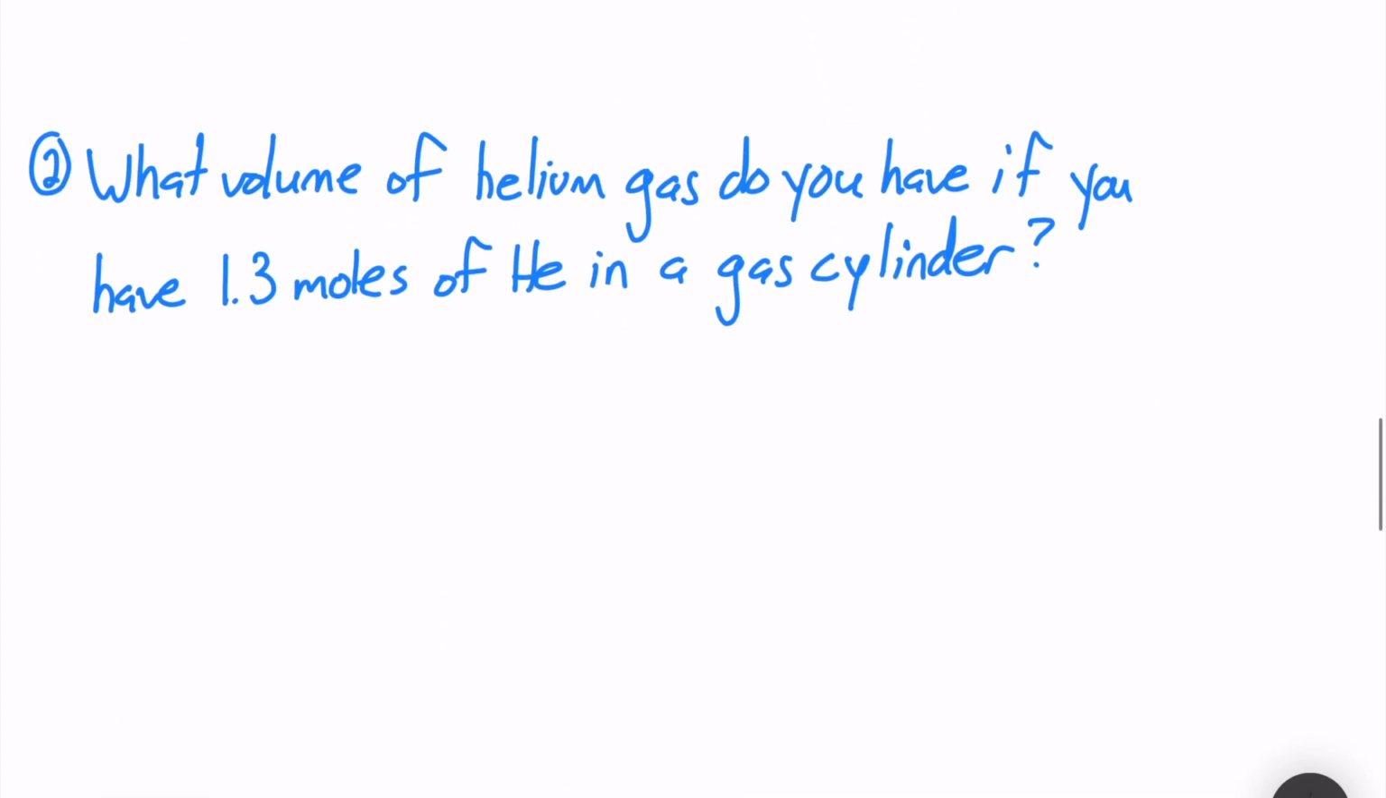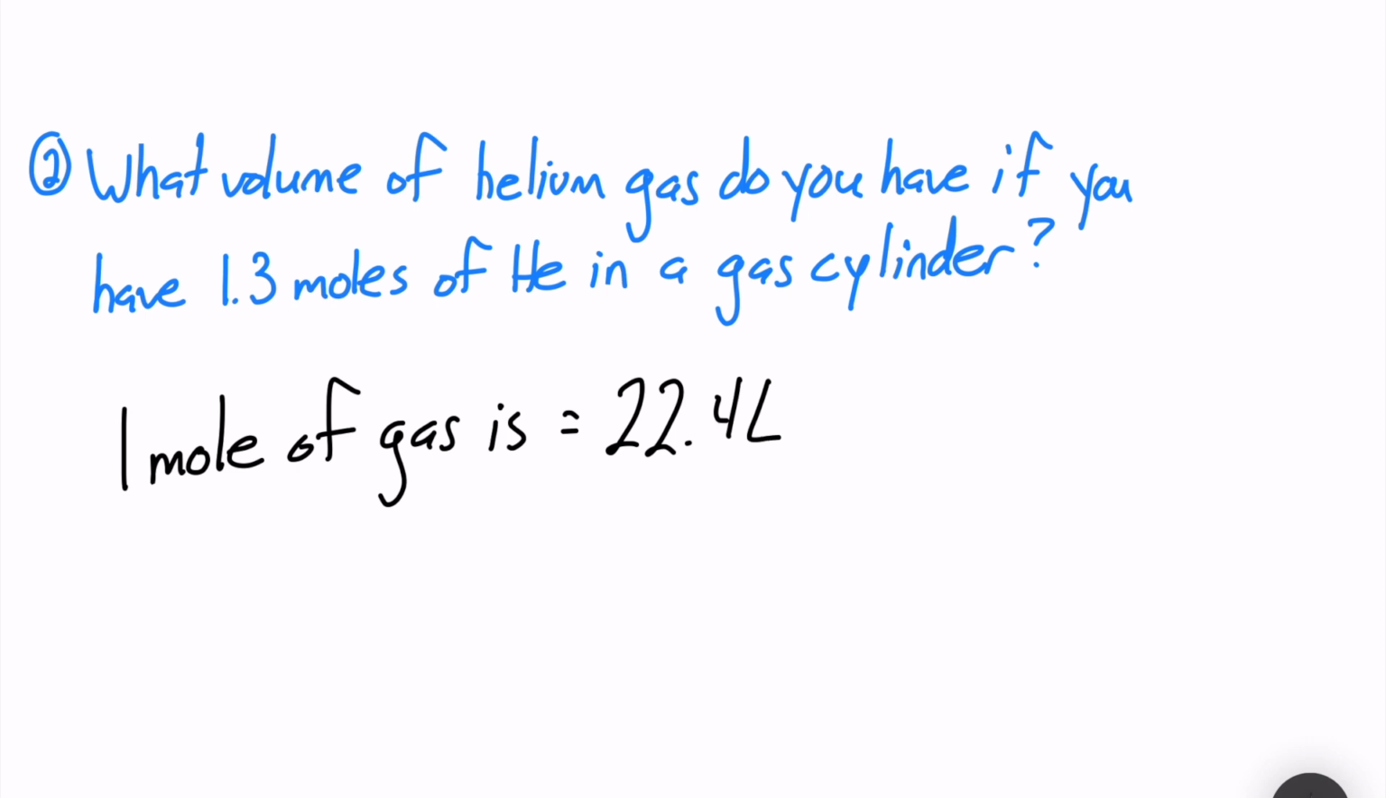This one will be a little bit shorter. So it asks, what volume of helium gas do you have if you have 1.3 moles of helium in a gas cylinder? So before we write down how we're going to do this, there is one thing we need to know, and that is 1 mole of gas is equal to 22.4 liters at STP, so standard temperature and pressure.